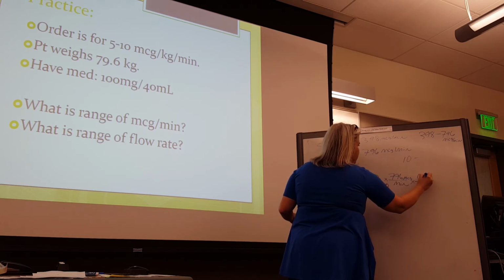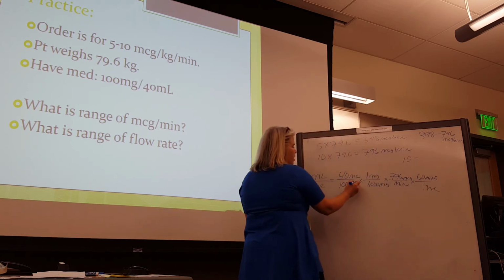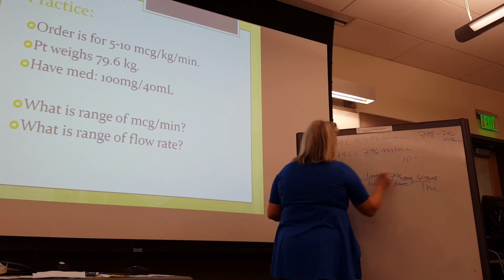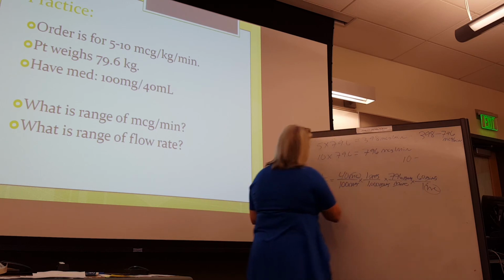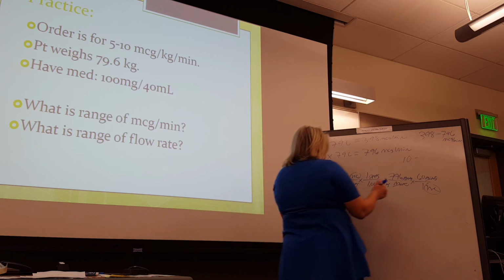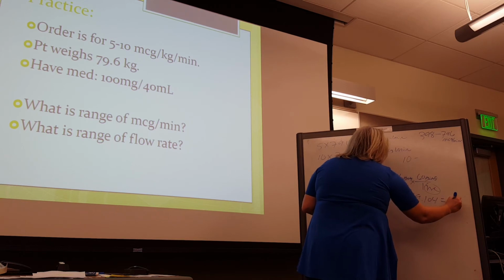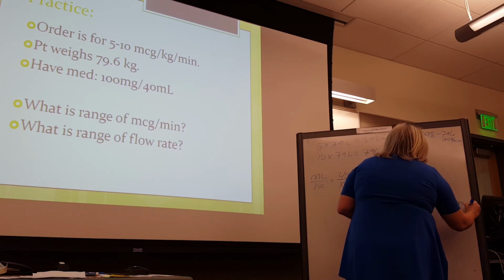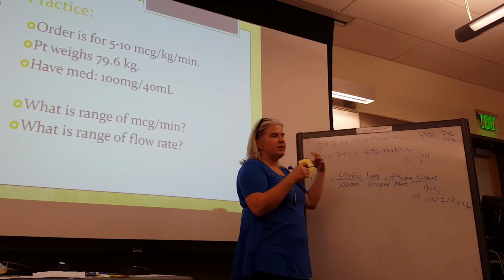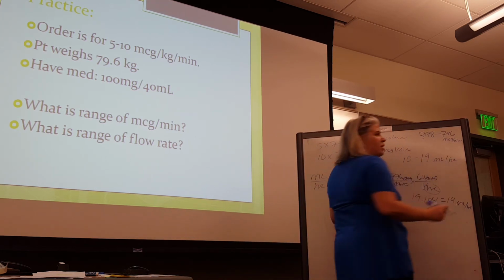And then 60 minutes for 1 hour. And then cancel milligrams, cancel micrograms, minutes, mils per hour, match mils per hour. And when you do the calculation for that, you get 19.104, and we'll round that to 19 mils per hour. So our range goes up to 19. So they can go from 10 milliliters per hour to 19 milliliters per hour, and that's how we're titrating that.